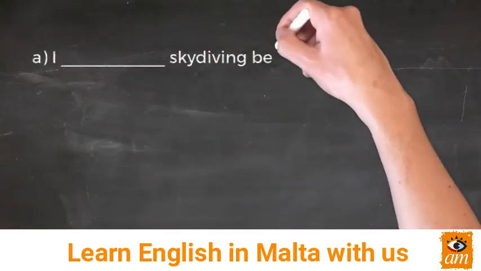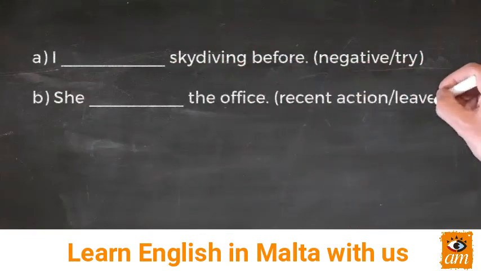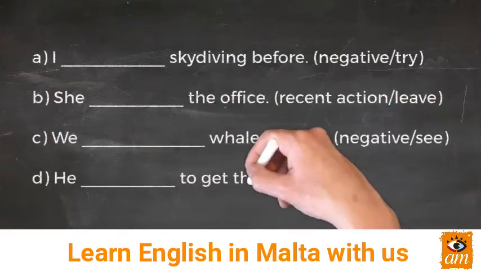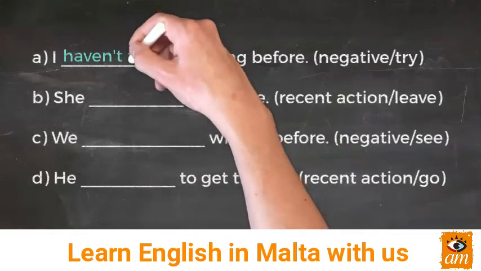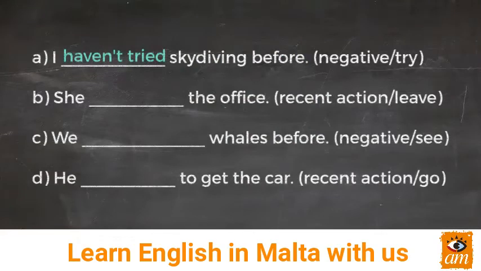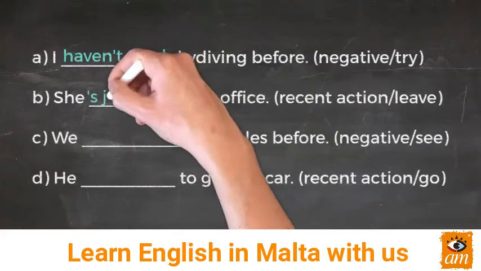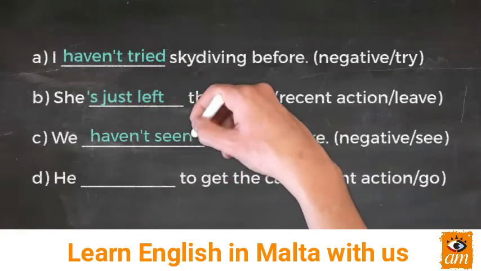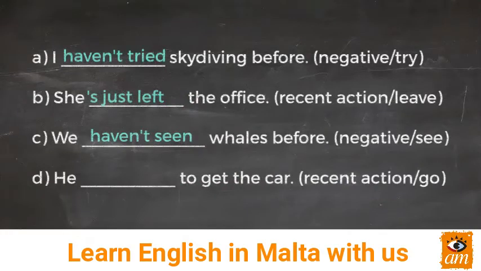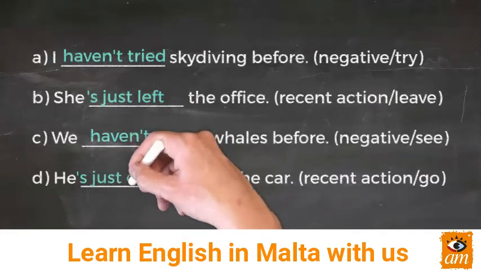Complete the following sentences: A, B, C, and D. That's correct. A, I haven't tried skydiving before. B, she's just left the office. C, we haven't seen Wales before. And D, he's just gone to get the car.